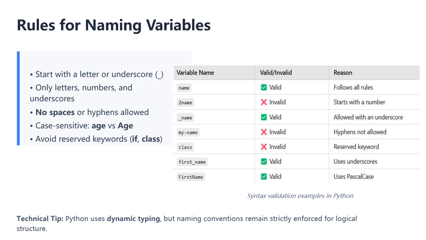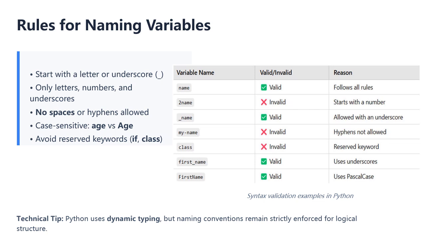Now that we've had a chance to experiment with creating variables, we need to talk about the grammar of variables. Specifically, the technical rules Python enforces when you name them. First, every variable name must start with either a letter or an underscore. While numbers are allowed, they cannot be at the very beginning of the name. Keep it clean. Use only letters, numbers, and underscores.